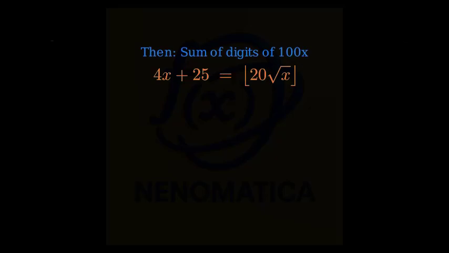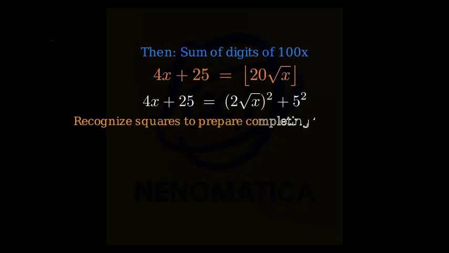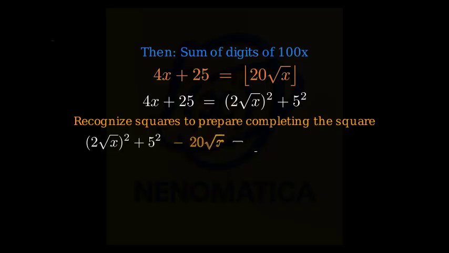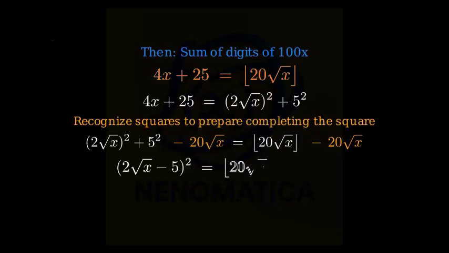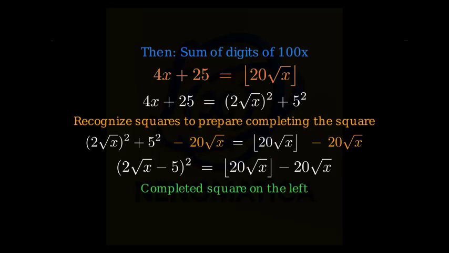Step 1. Notice a perfect square pattern on the left. We can write 4x as the square of 2 times square root of x, and 25 as 5 squared. This sets us up to complete the square. Step 2. To complete the square, we want the middle term to be minus 20 times square root of x. We subtract 20 times square root of x on both sides. Now the left side becomes a perfect square, 2 root x minus 5 quantity squared.